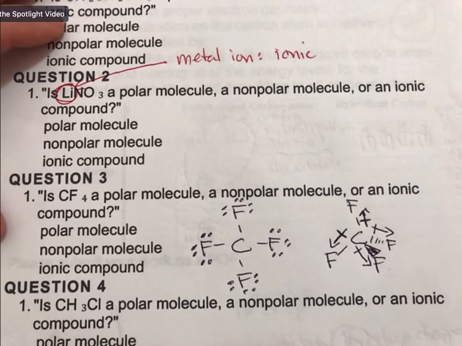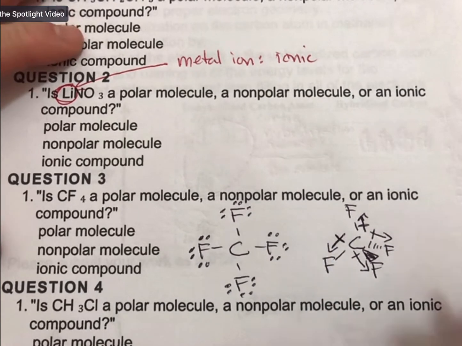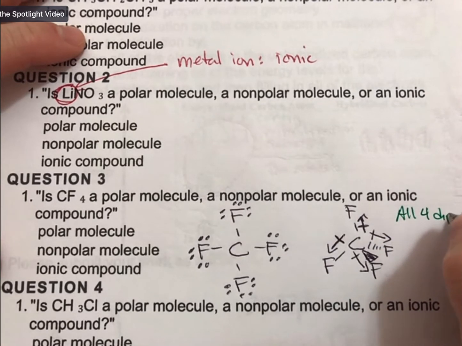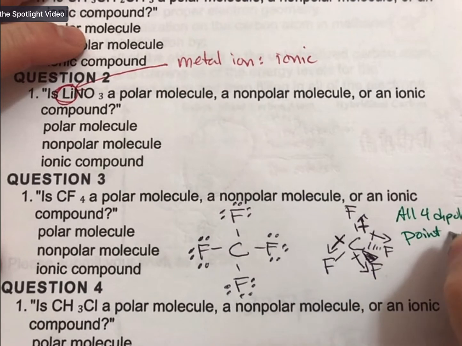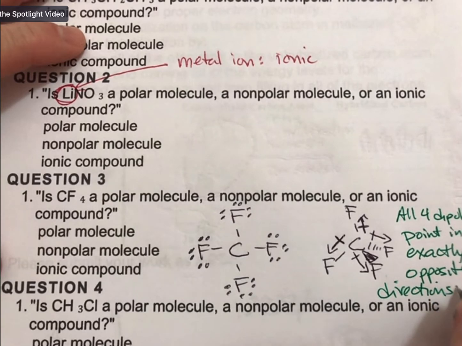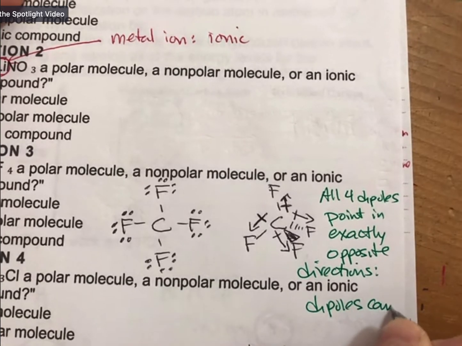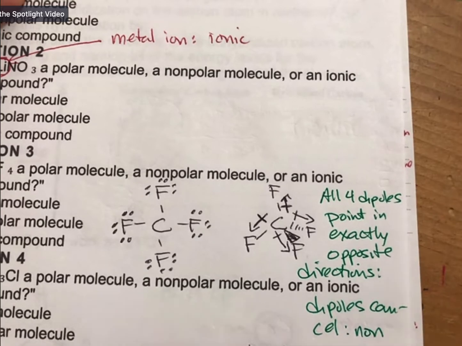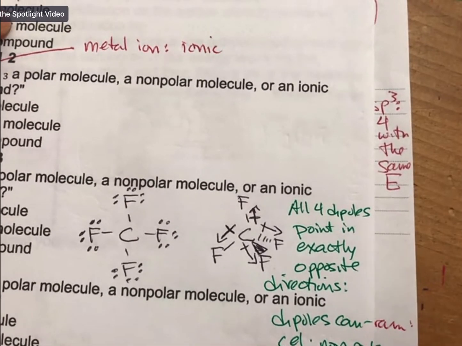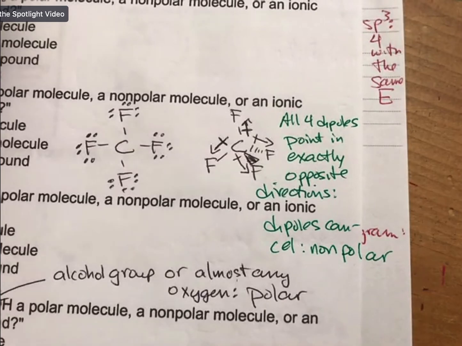And I believe I talked about this in the lecture outlines. It's hard to see for tetrahedral, but all 4 of these dipoles point in exactly opposite directions, and they do cancel. Dipoles cancel. Nonpolar.